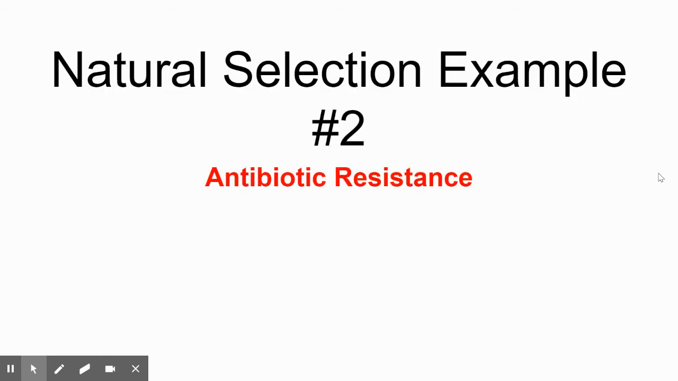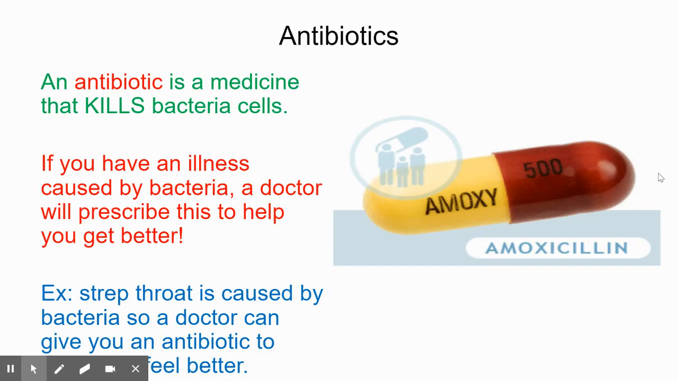Now, the other example that we're going to talk about is antibiotic resistance. If you're not sure what an antibiotic is, some of you might have taken an antibiotic in the past. An antibiotic is a medicine that kills bacteria cells. It doesn't kill viruses, it kills bacteria cells. So if you have an illness that's caused by bacteria, your doctor will prescribe you an antibiotic so that you can take the medicine and kill the bacteria cells that are causing your illness.